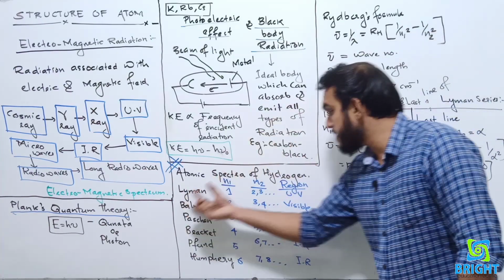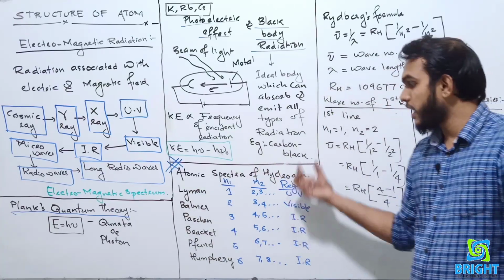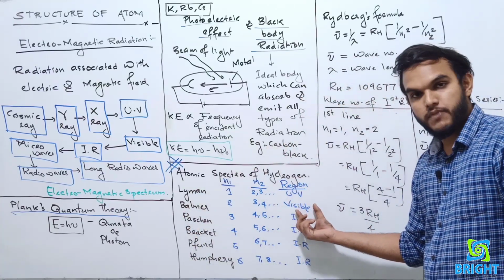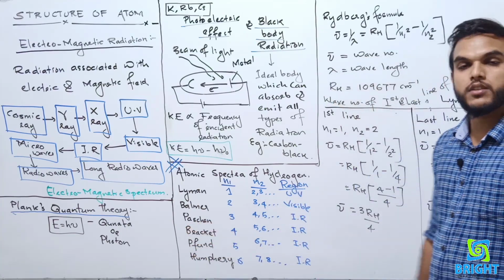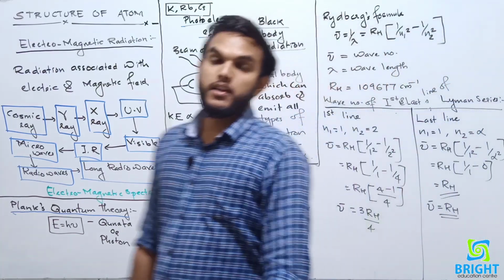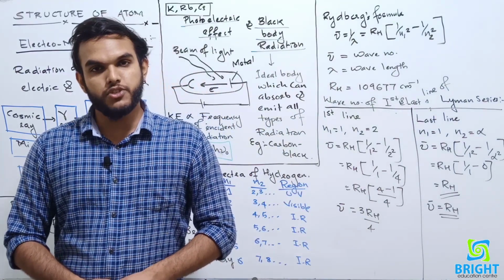The Lyman series is shown in the UV region. The Balmer series is shown in the visible region. Paschen, Brackett, Pfund, and Humphrey series are seen in the IR region, that is the infrared region.